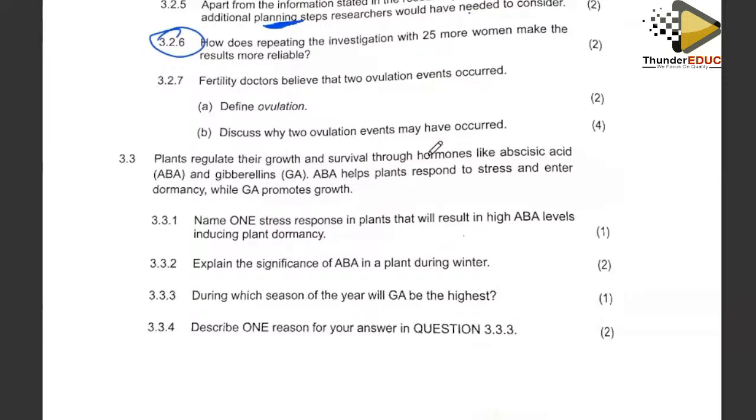Question 3.2.7. Fertility doctors believe that two ovulation events occurred. Define ovulation. This is the release of a mature ovum from the ovary or from the mature Graafian follicle. Release of a mature ovum, yes, from the mature Graafian follicle or from the ovary. Then they're saying, discuss why two ovulation events may have occurred.